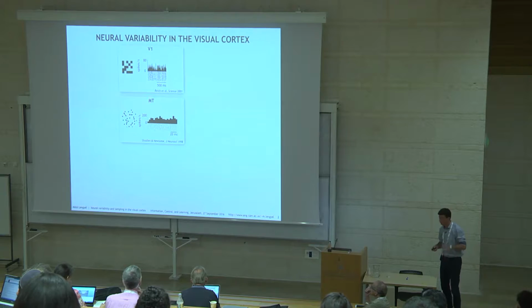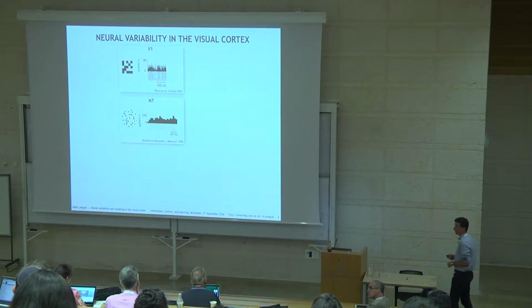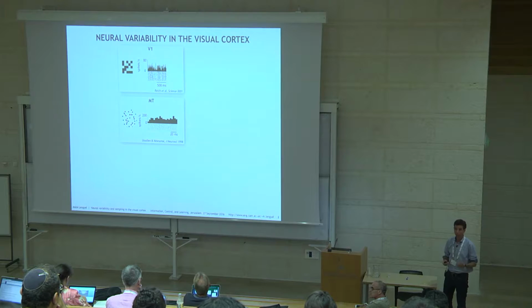Okay, so neural variability, I don't think it really needs to be introduced to this audience, but just to make sure that we are all on the same page. What I mean by it is that neural responses in the cortex, as well as elsewhere in the brain, are variable. You present exactly the same stimulus over and over again, and every time, in every trial, you get a slightly or quite a bit different response.